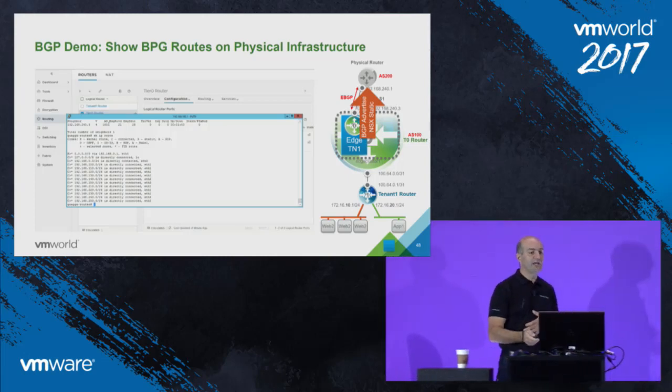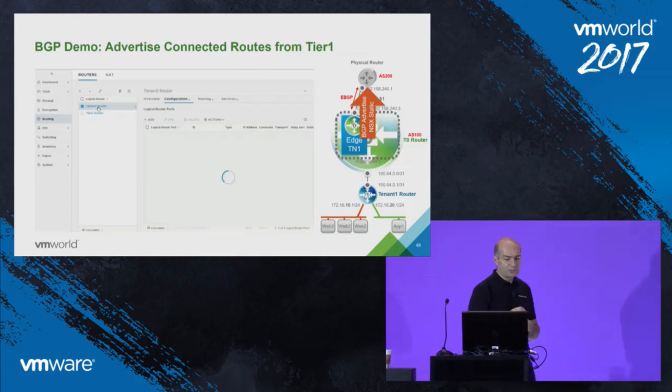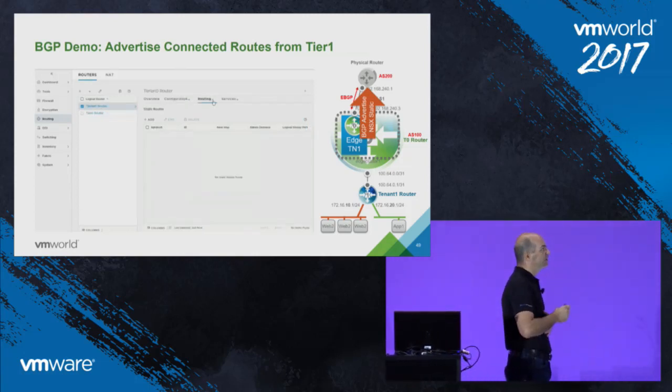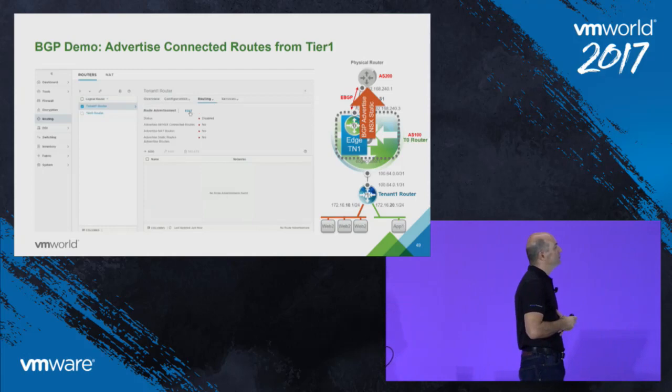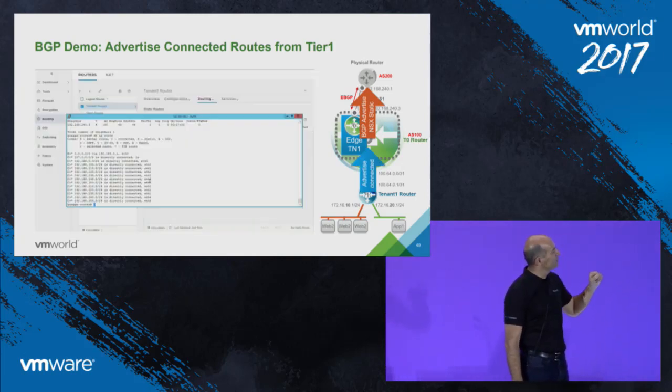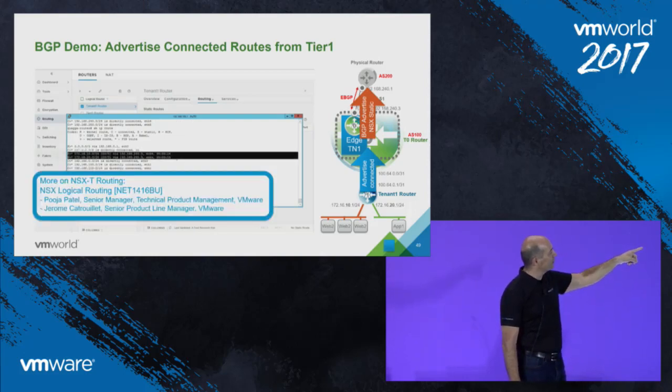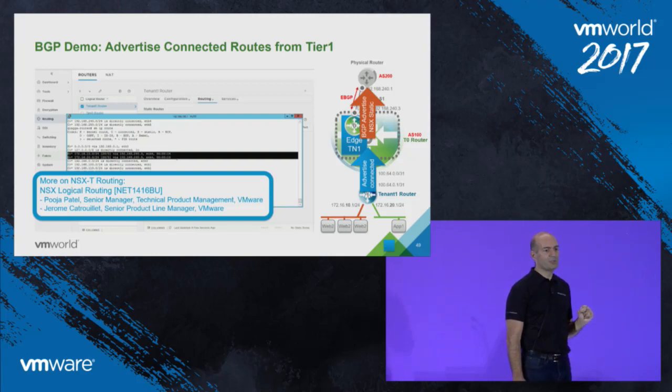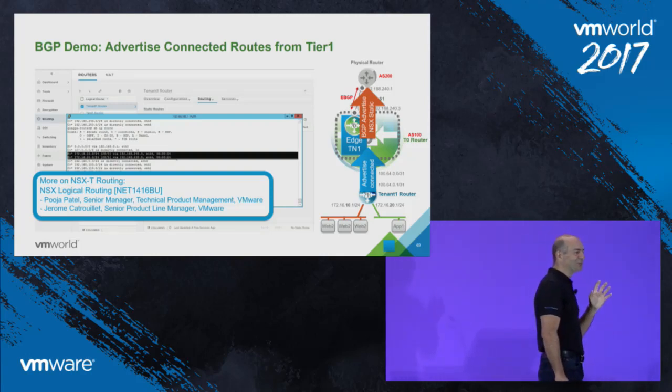So I'm going to do just that. I'm going to go to the tier 1 router and select the route redistribution. I'm going to advertise my connected routes. And as soon as I do that, if I go to my Quagga router, I now see my routes being advertised by BGP. So that's very powerful when you think of it.